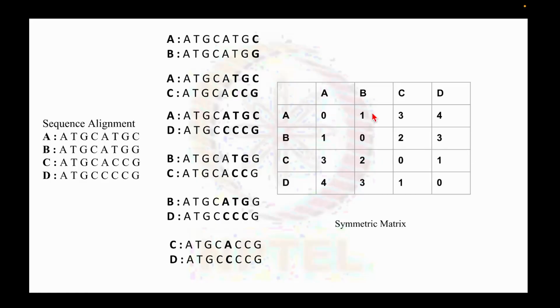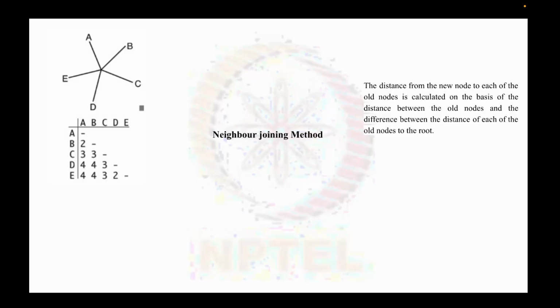Followed by that I have made a matrix. This matrix is a symmetric matrix. You observe similar values on the two sides of the diagonal. So this is how a distance matrix based on dissimilarities or mismatches has been constructed. Then here I am taking some other example for the neighbor joining method.